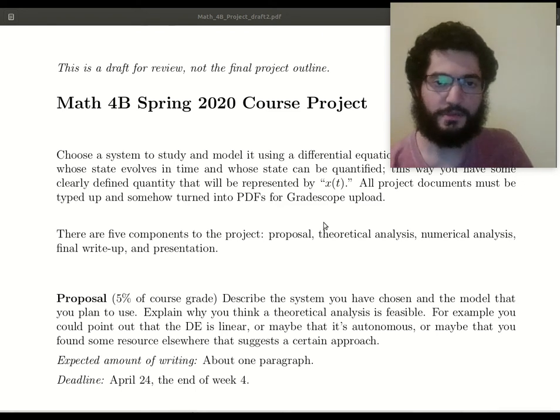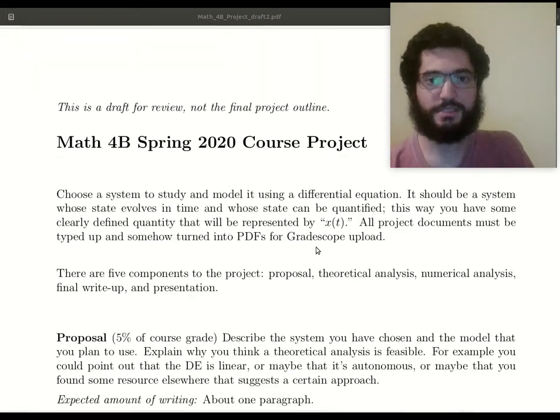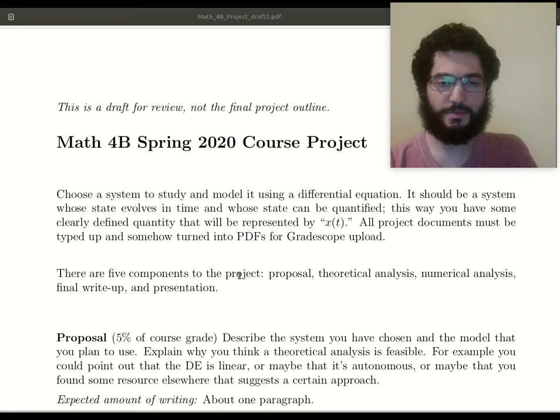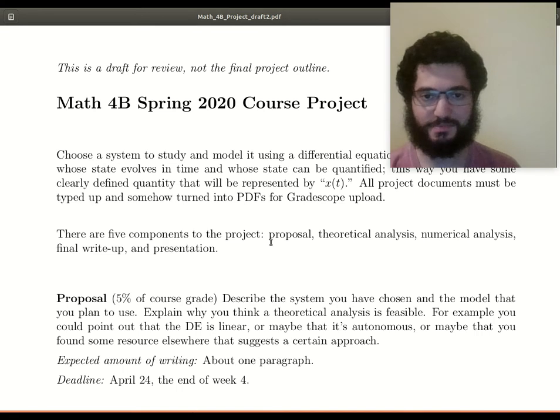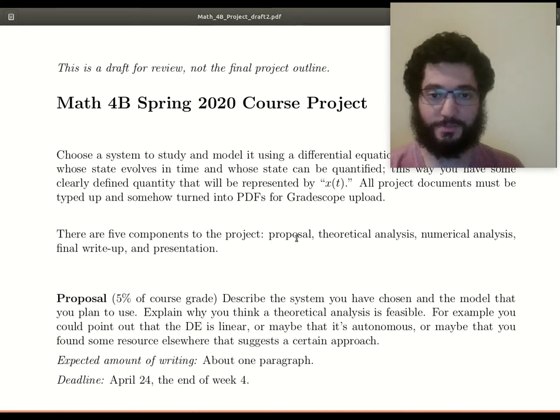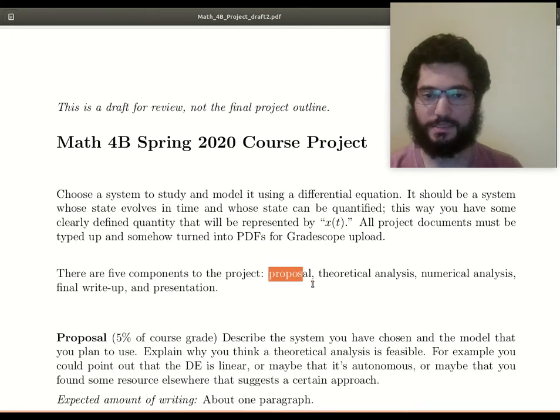All right, now I finally want to talk to you about the course project. This document that I'm going to show here is possibly different from the one that I'll give to you, maybe slightly. So maybe don't rely on what you're seeing here, but I'm just going to point to it to have something to point to. The project is going to have 5 components.